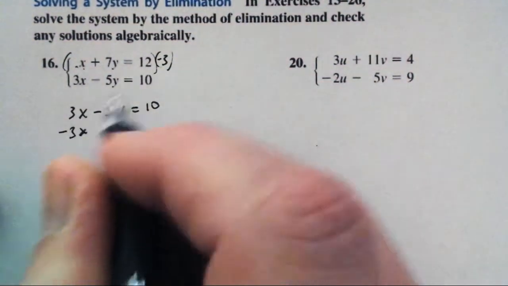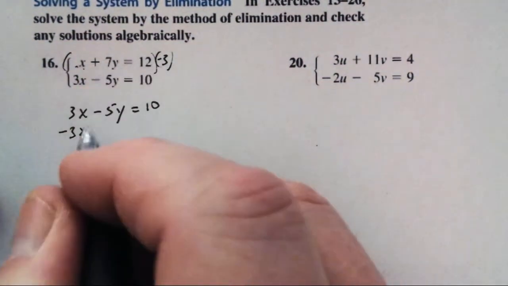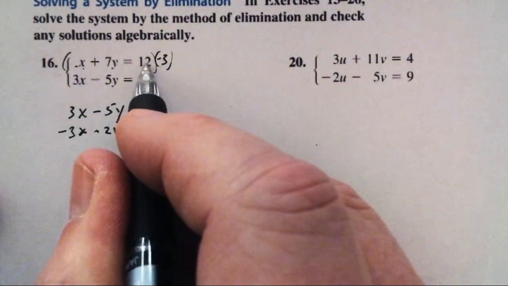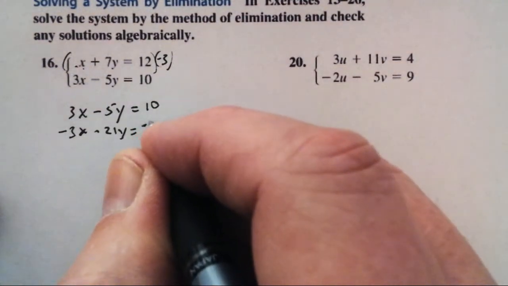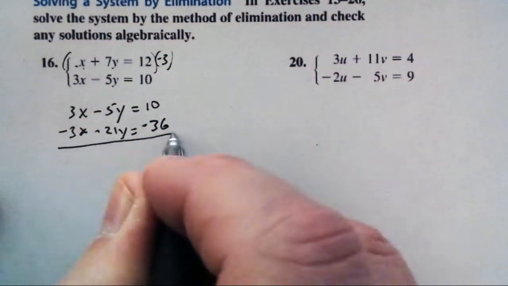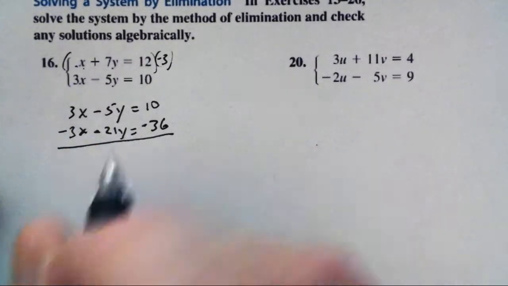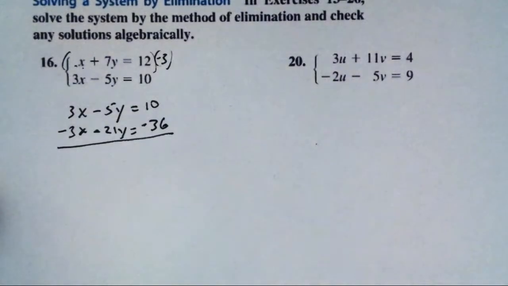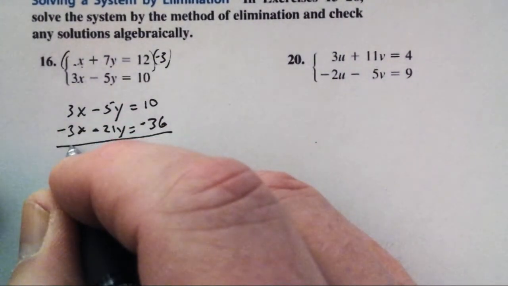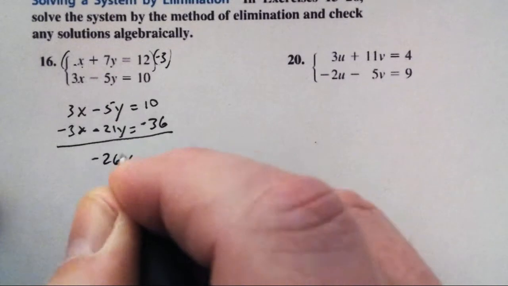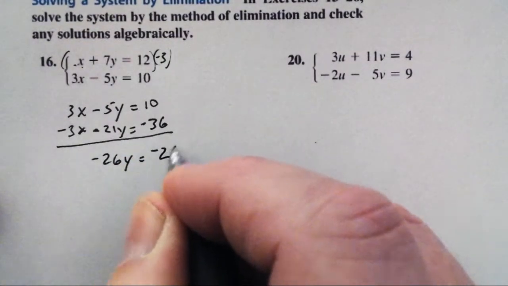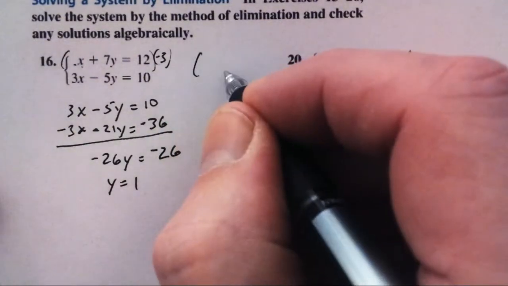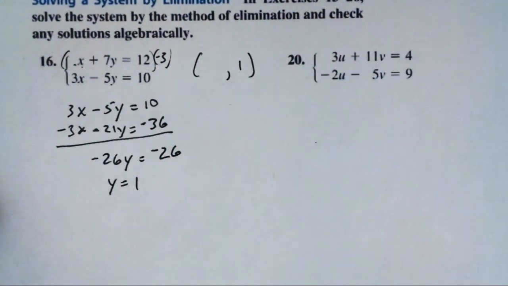And I get negative 3x, and minus times plus gives minus 21y equals negative 3 times 12, negative 36. And when I add these equations together, equal things plus equal things result in equal things, so I can do that. The x's cancel. I get negative 26y equals negative 26, or y equals 1, meaning my solution is something, 1.